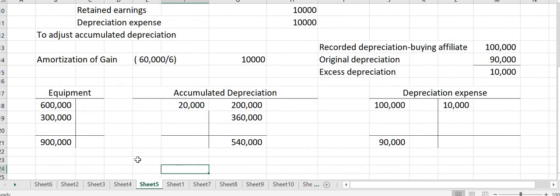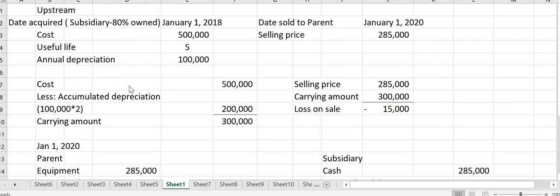So again, the purpose of our eliminating entries is to bring back the cost of the asset to its original cost and original carrying amount as if the sale did not occur. And of course, to record depreciation expense at its original depreciation expense. Okay, so we'll have another illustration.